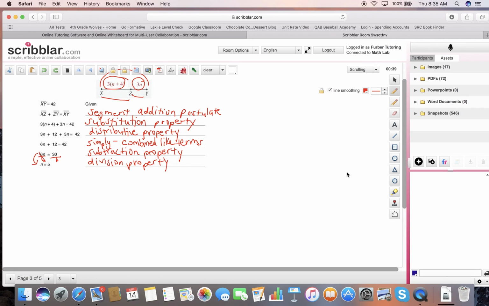So that's an example of how you do a justifying process by going through each step in solving the equation and justifying it with a property. We're going to do an example in a minute with the angle addition property.